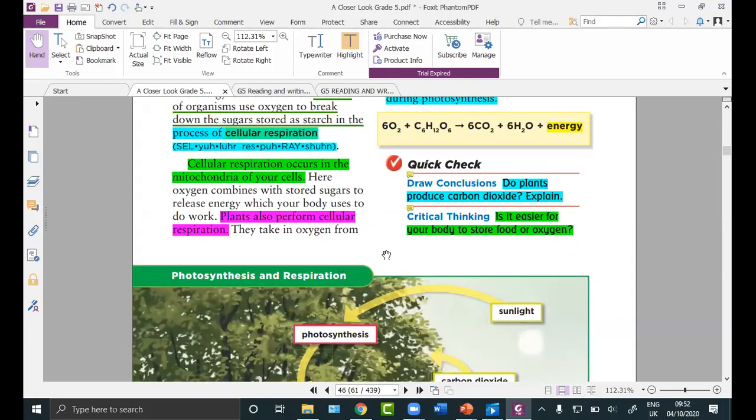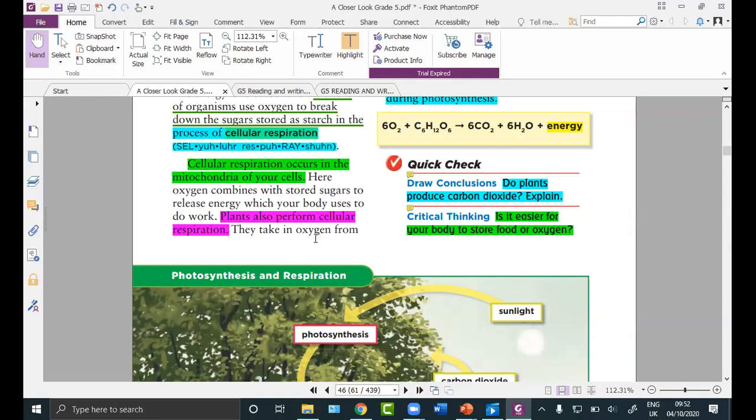Process of cellular respiration. Second passage. Who can read? Hamza, can I read? Yeah. Cellular respiration occurs in the mitochondria of your cells.